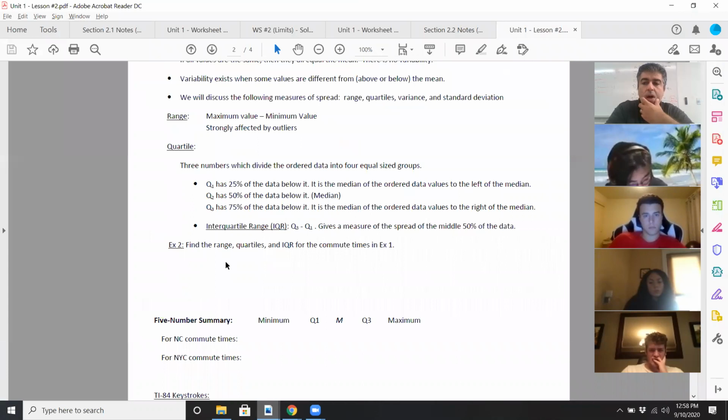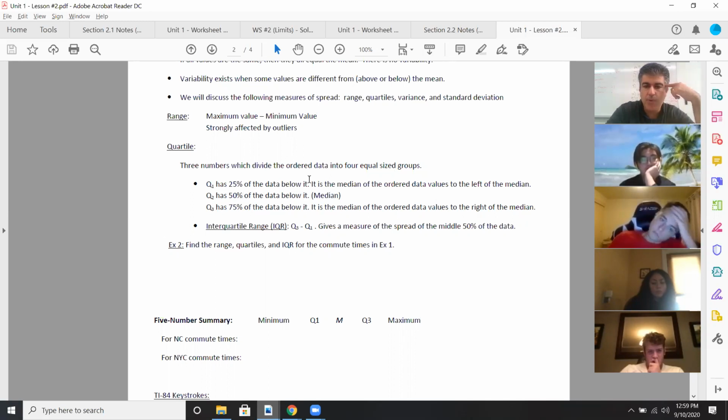Quartiles. Now, quartiles are important to get a feel for where the data falls, like if you're selling your house, or if you are submitting an SAT score to a college, where does your score fit in the range of typical scores, or where does your house fall in the range of typical houses? So, 3 numbers which divide the ordered data into 4 equal sized groups. You have the first quartile, the second quartile, and the third quartile. The second quartile is simply the median. It's right at the 50% mark. The first quartile is at the 25% mark, and the third quartile is the 75% mark.